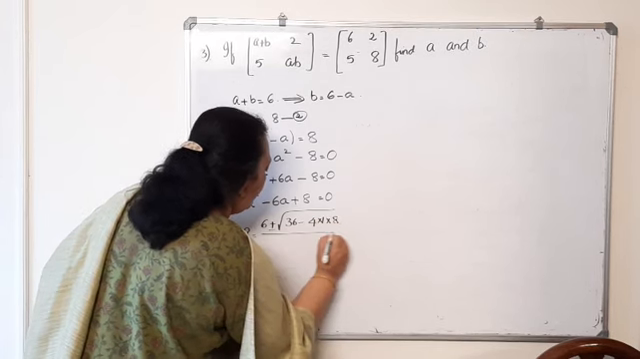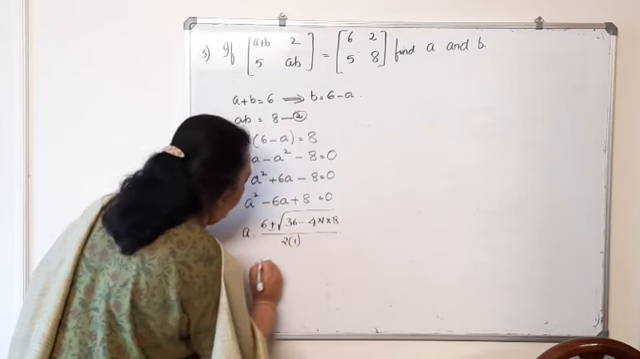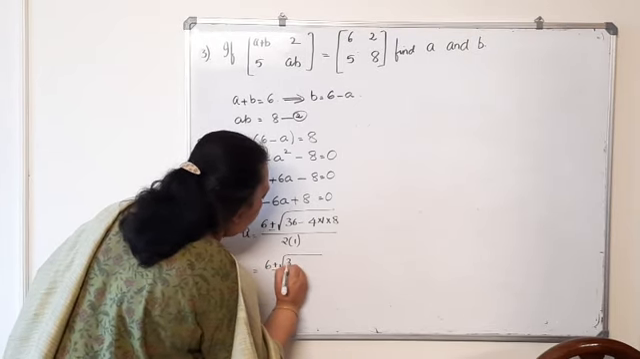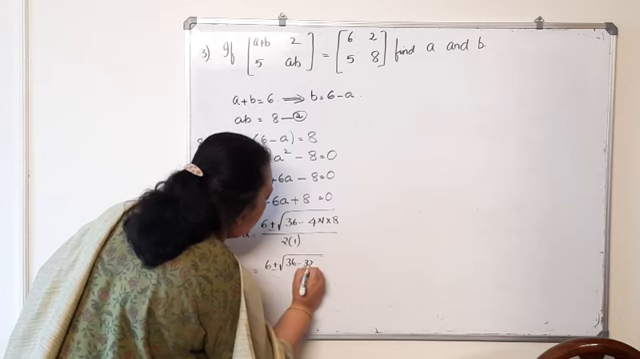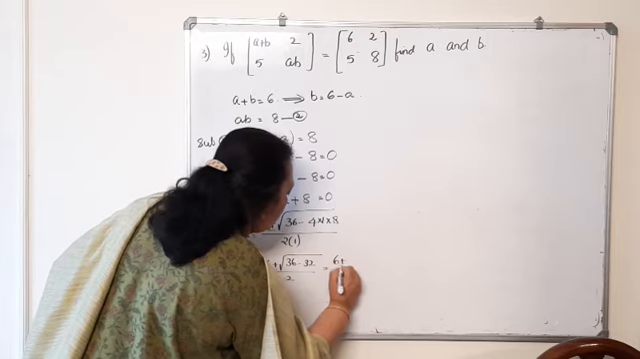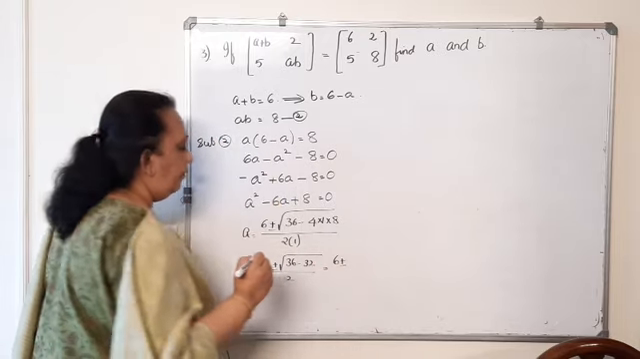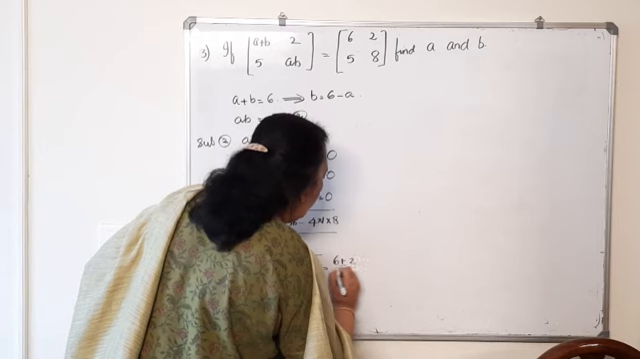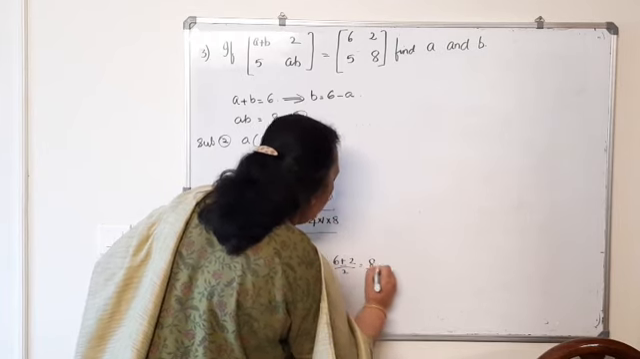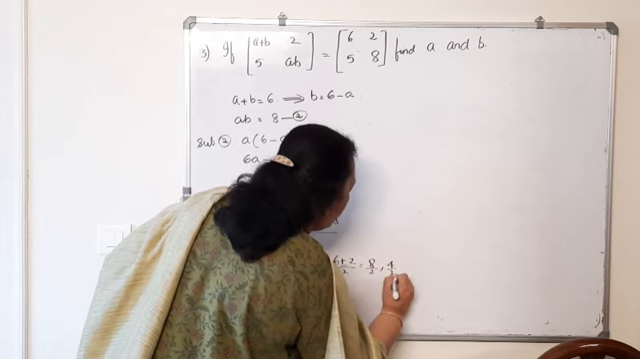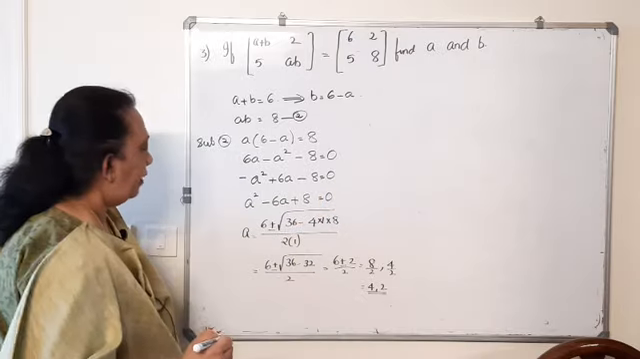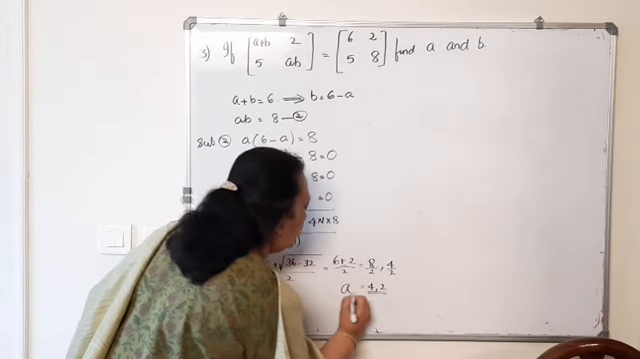When you simplify, A is equal to minus B plus or minus root of B squared minus 4AC divided by 2A. That is equal to 6 plus or minus root of 36 minus 32 divided by 2. That is equal to 6 plus or minus root of 4, that is 2, divided by 2. That is 8 by 2, and the other one is 4 by 2. That is equal to 4 and 2. The values of A are 4 and 2.